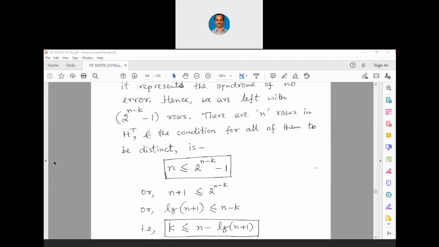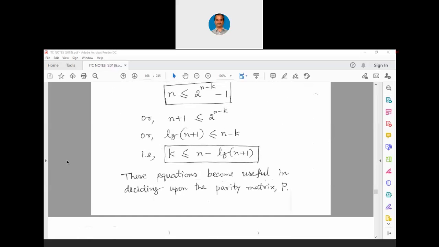Now look at this equation. This equation indicates that there is a distinct relationship between the data bits and the code bits. And this indicates the error detecting and correcting abilities of the receiver as well. There must be a distinct relationship between k and n. That is what is indicated here. So let me elaborate further.